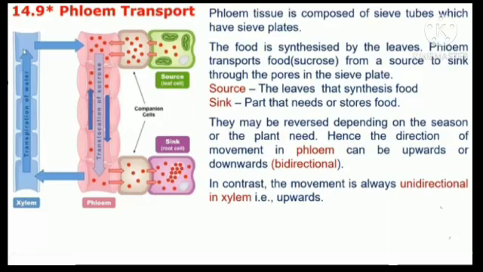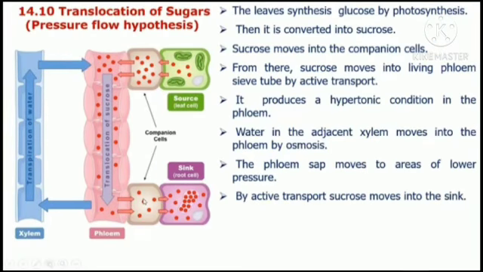They may be reversed depending on the season or the plant's need. Hence the direction of movement in phloem can be upwards as well as downwards, so it is called bidirectional. In contrast, the movement is always unidirectional in xylem, that is only upwards. From the green leaves the food is coming through the sieve tube and is stored towards the sink. This flow is called the pressure flow hypothesis, where sugars are translocated.